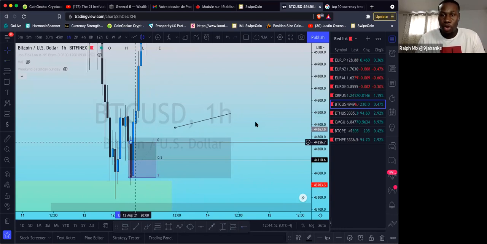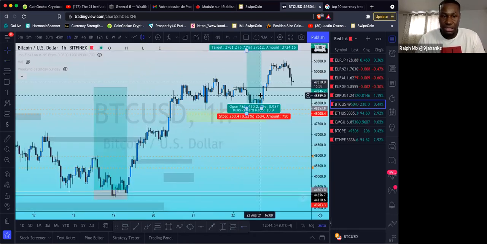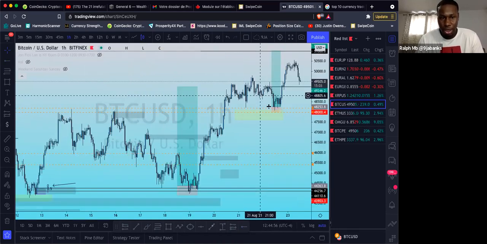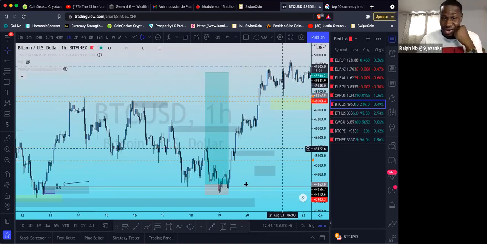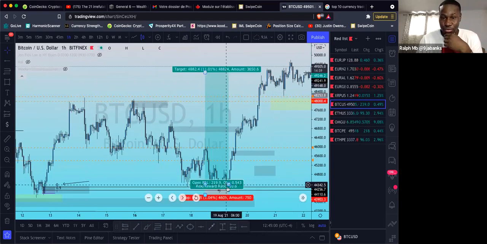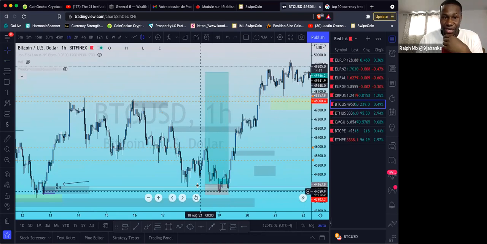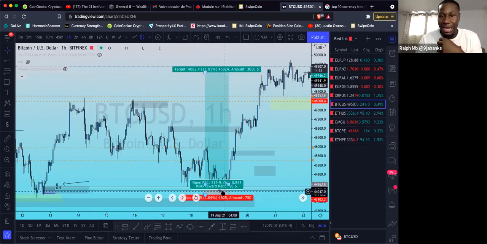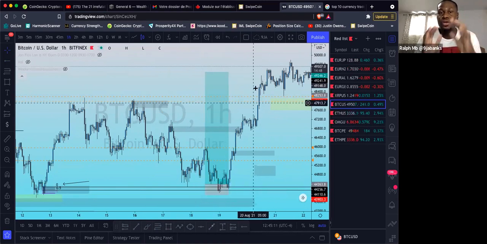So now I'm gonna go back to where that entry was. Yo, guys, look at the entry. It hit the opening price and it hit the 50%. The 50% is the one I like the most because it's an instant mitigation and you're taking off from there. You can do this on any time frame you'd like.